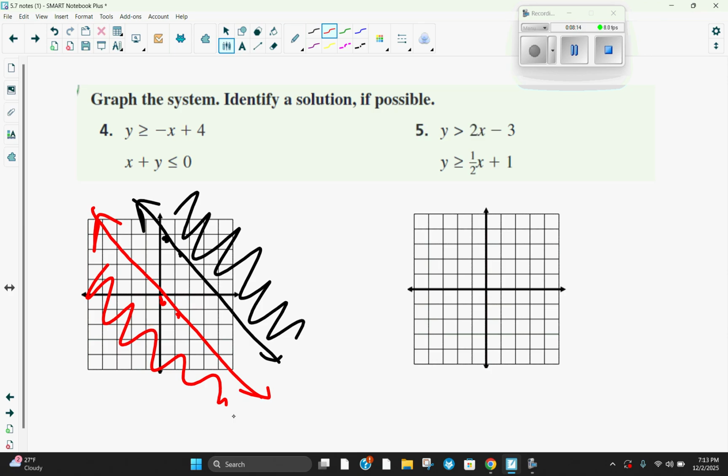Okay, so now if I look at number 5, plot the first line, I've got a y-intercept of -3. Okay, so that's right there. And then a slope of 2, so up 2 over 1. This is going to be a dotted line because it doesn't have the equal sign. So that's the only hiccup there when I didn't do those other ones like that. All right. Second line has a y-intercept of 1 and a slope of 1/2. So up 1 over 2. And this will be a solid line. It's going to be something like that.